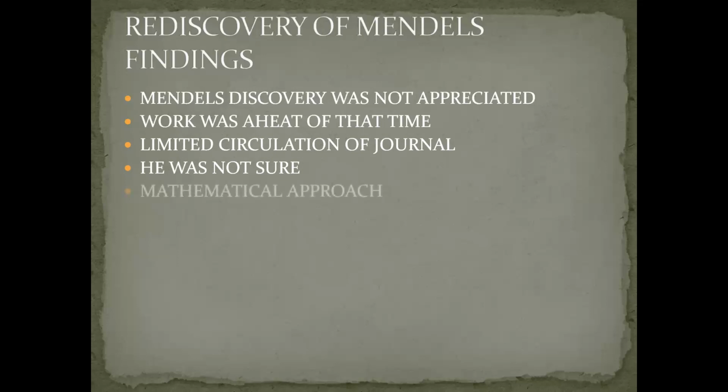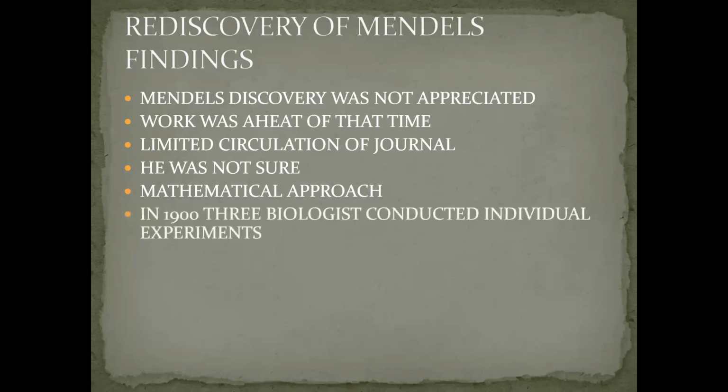And most important is the mathematical approach. He used statistics. He was the first one to combine statistics with biology. Whatever records he kept, he wrote in math form. Statistically, I grow 50 plants, 20 give me green seeds, 30 give me yellow seeds. So records were maintained in math. This was also not accepted, combining two subjects.